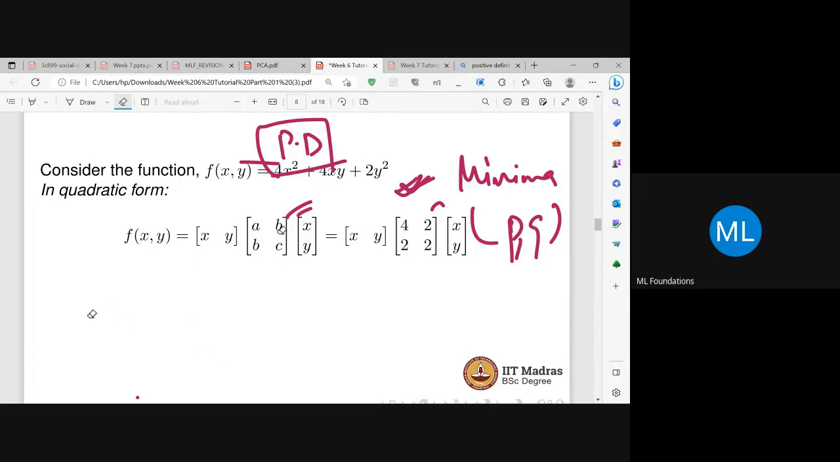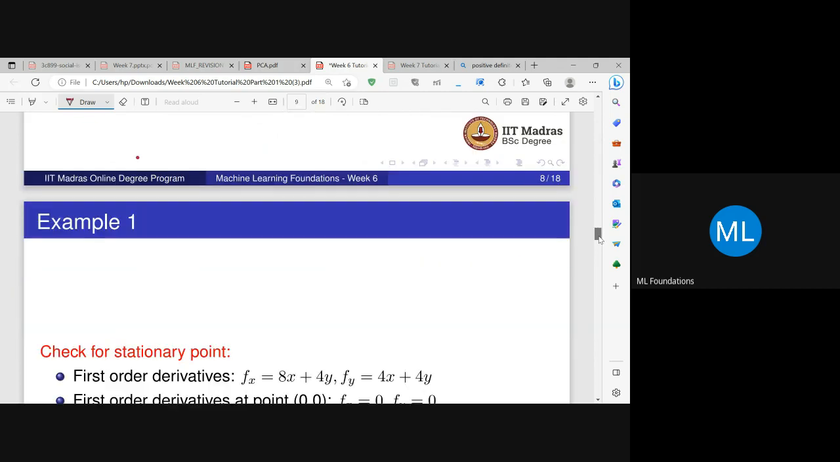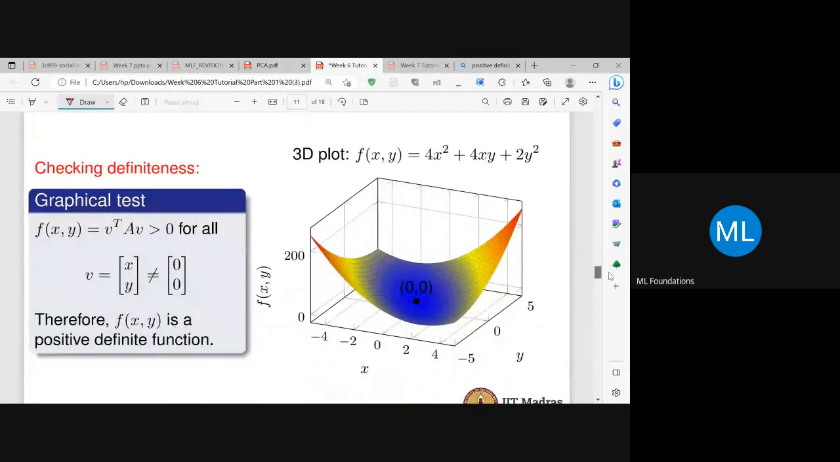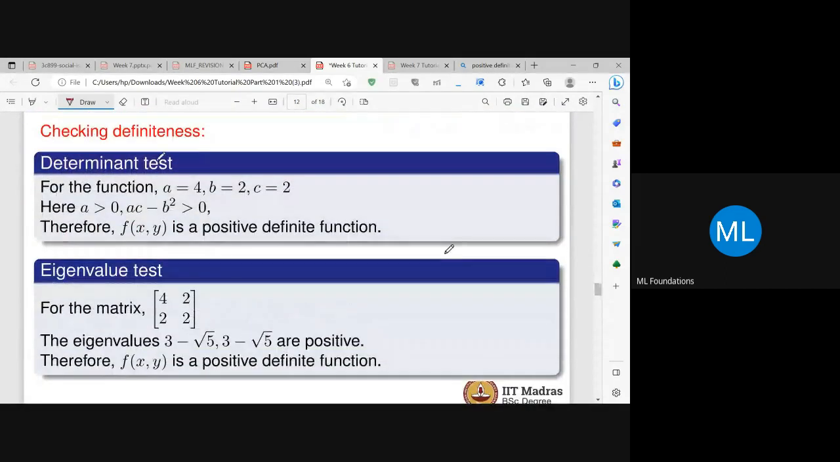This way you can say regarding the minima and maxima point also. If you have been asked about the behavior of the stationary point from the character of the function, you can directly say. So this way you can do that, and this is the plot of that function. You can check with the determinant also.